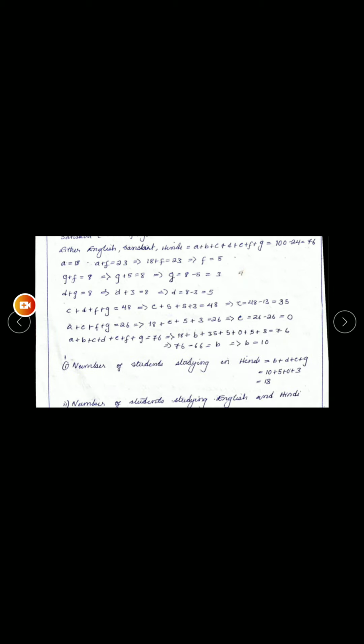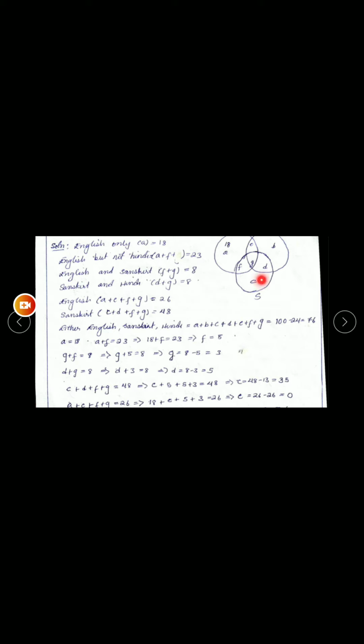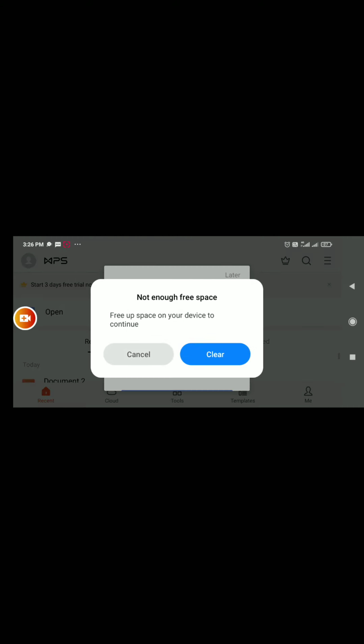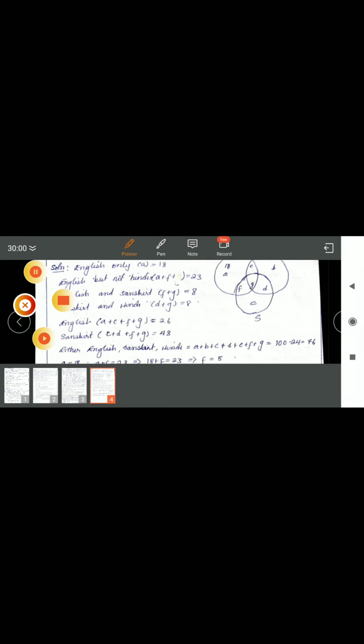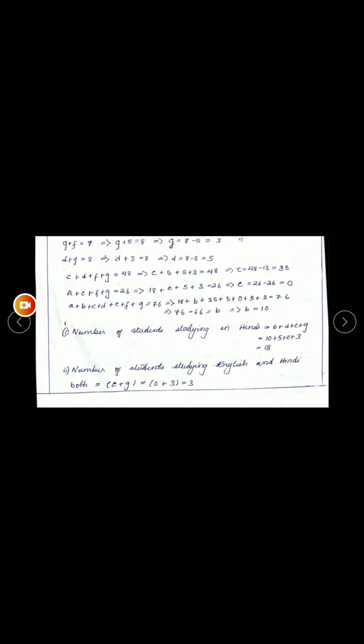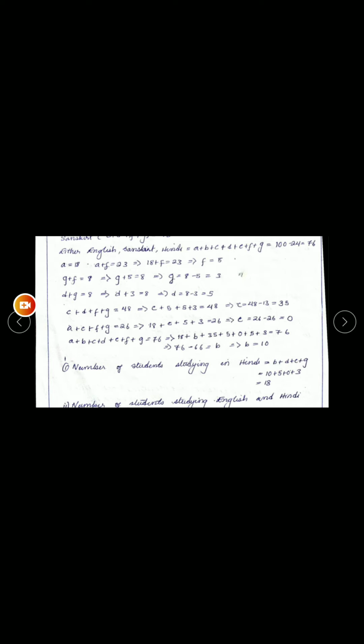Number of students studying Hindi means B, E, G, D. We can put the values of B, D, E, G that we already found out. B is 10, D is 5, E is 0, G is 3. So the value is 18.